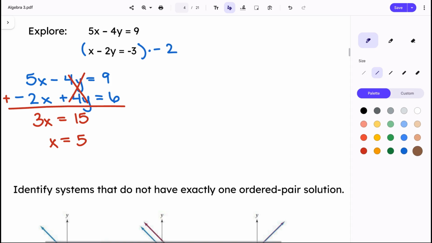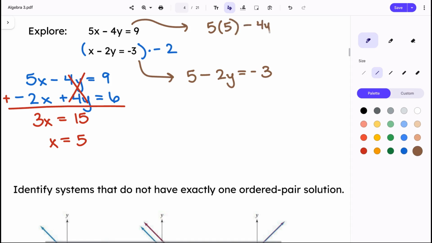Which one would you like me to go back into? Top or bottom? Well, I've heard 2 votes for the bottom, 1 for the top. I think it doesn't really matter which one you go back into, because this would be 5 minus 2y equals negative 3. Or if you do this one, it would be 5 times 5 minus 4y equals 9. You plug it in either one, you should get the same answer. What do you get? 4. So your final answer should be 5, 4.